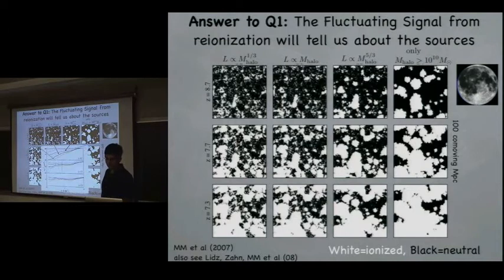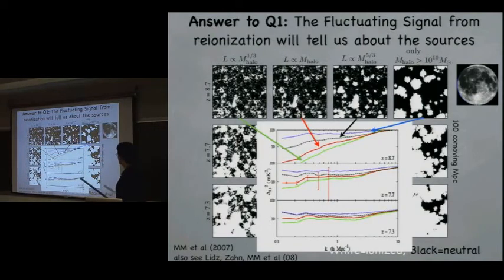Okay, and so how does this relate to the observable? Well, what these 21 centimeter instruments are going to observe is the power spectrum of fluctuations. And so as you get larger bubbles, you have more large-scale power in the 21 centimeter signal that these instruments are going after. And so these are distinguishable.